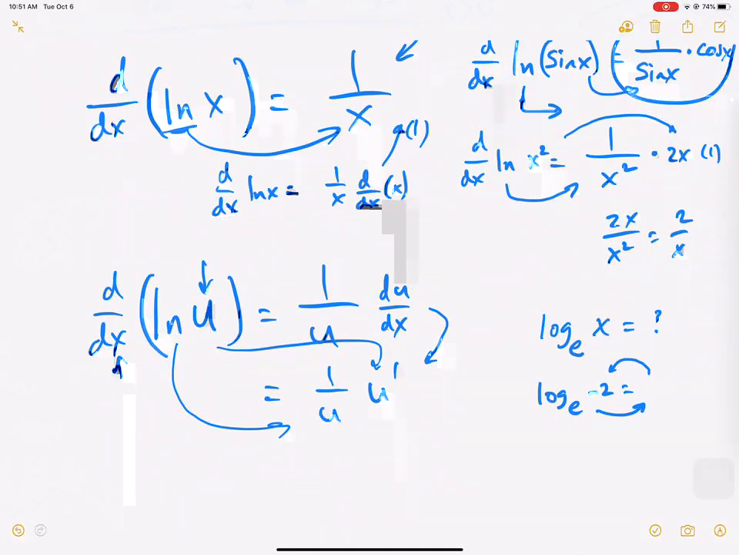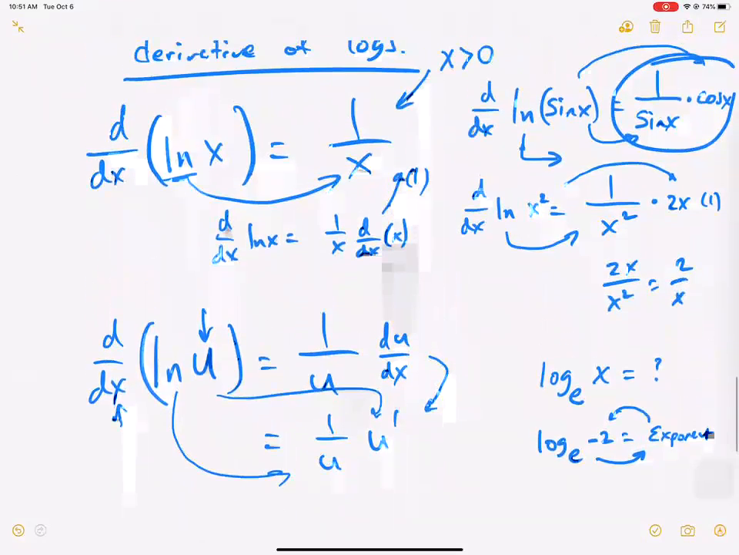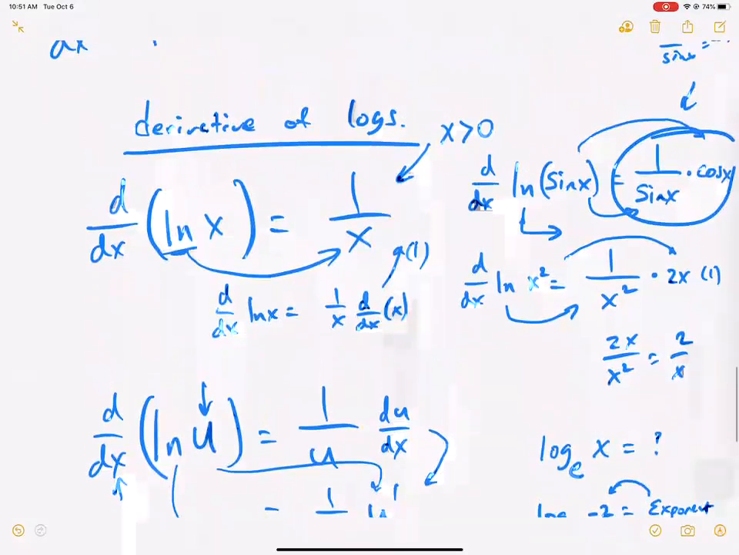Remember, logs solve for exponents. This is an exponent. So e to what exponent will give you a negative? Never gonna happen. So that's why this is first greater than 0. Next thing is, can I plug in 0 here? Nope. So that's why it's greater than 0.